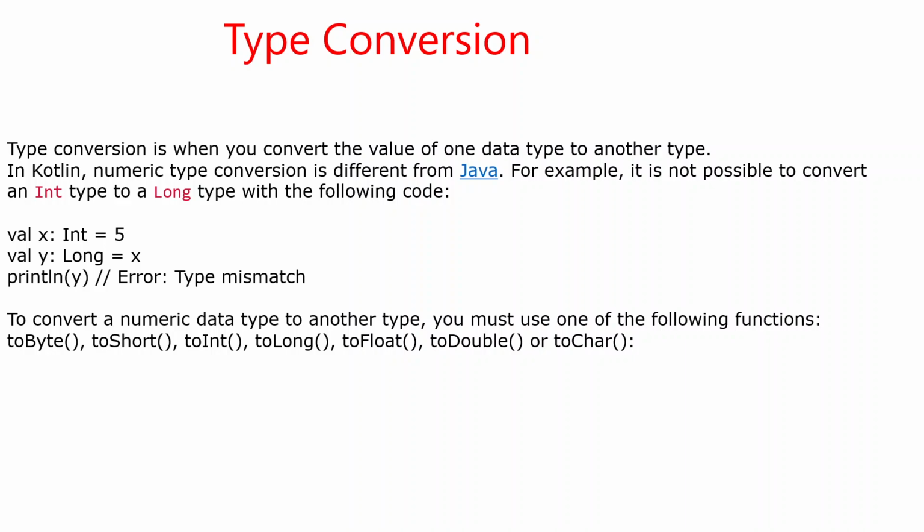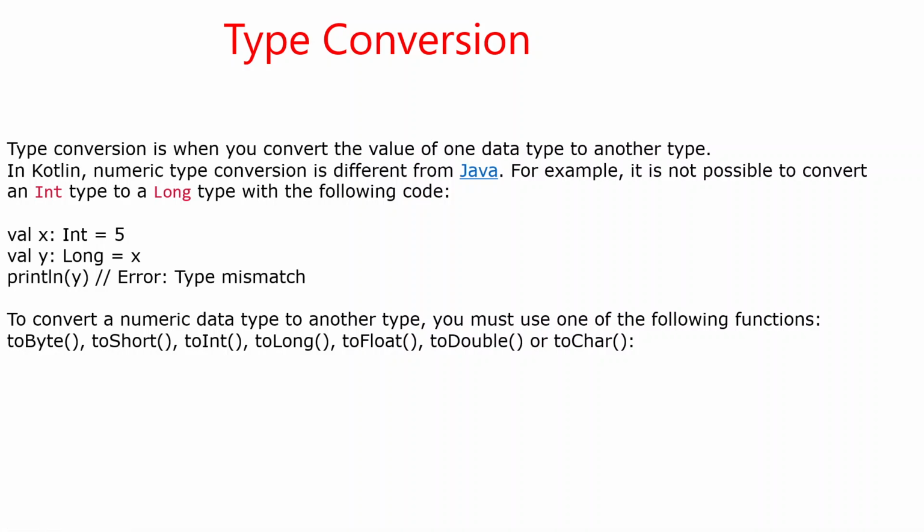For example, it is not possible to convert an Int to a Long with the following code. Here we can see I have initialized one variable val x of type Int, initialized to 5, and one val y of type Long, and I assign the variable x to y. The above statement will generate an error as the type is mismatched. To convert a numeric type to another type in Kotlin, you must use functions like toByte, toShort, toInt, toLong, toFloat, toDouble, or toChar.